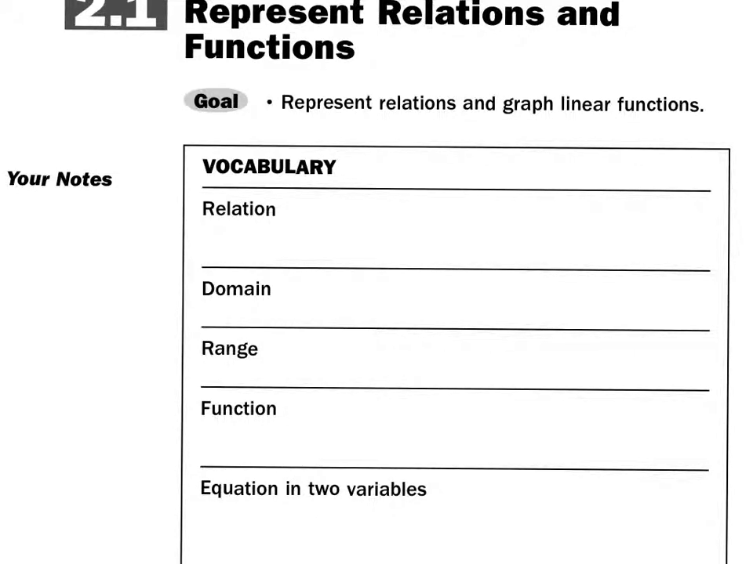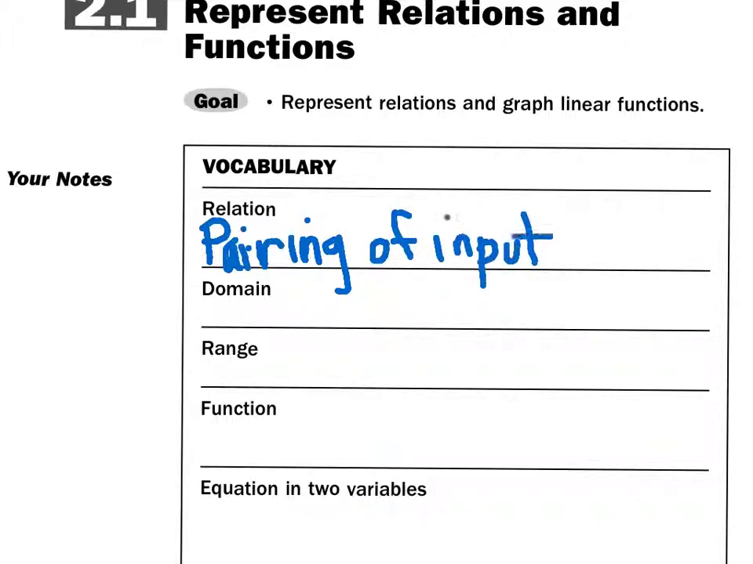2.1, represent relations and functions. Vocabulary. A relation is a mapping or a pairing of input values and output values. So pairing of input and output.